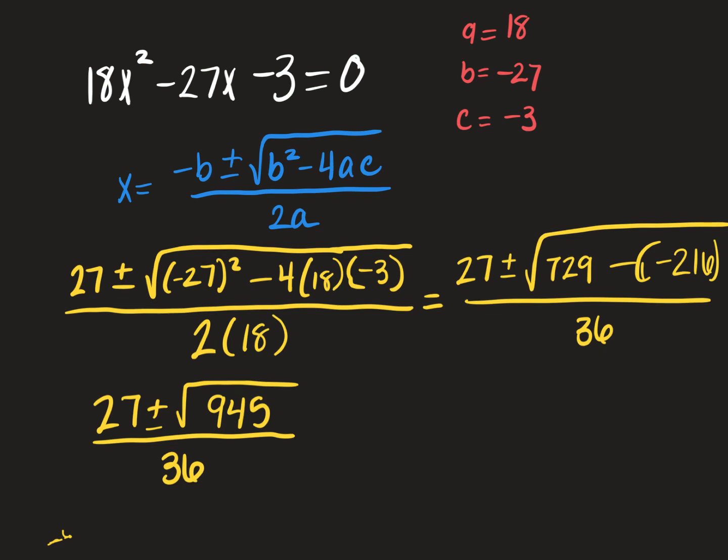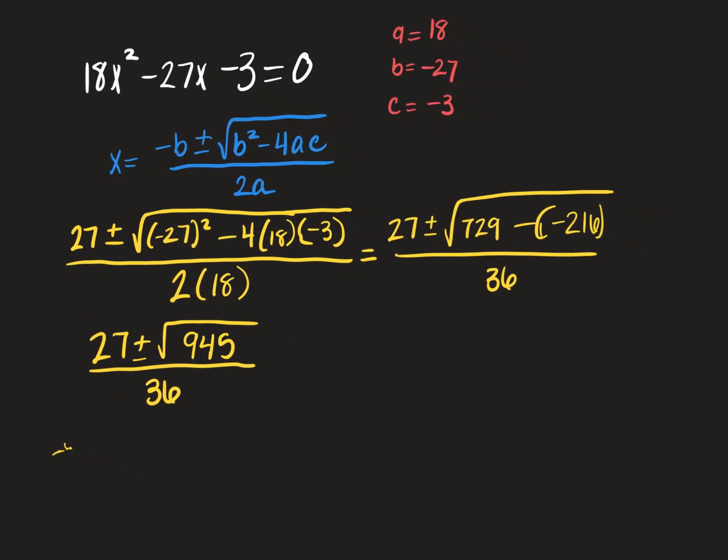Can we take the square root of 945 evenly? No. So, for my non-honors people, you can leave it right here. My honors people, I would like you to reduce that square root and simplify. Do the factor tree with the 945. Break it down, because y'all need to know how to simplify square roots.